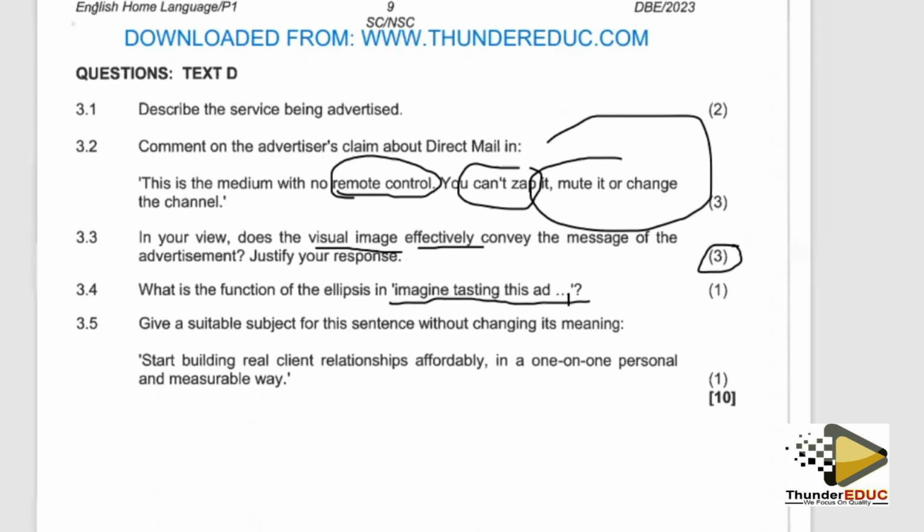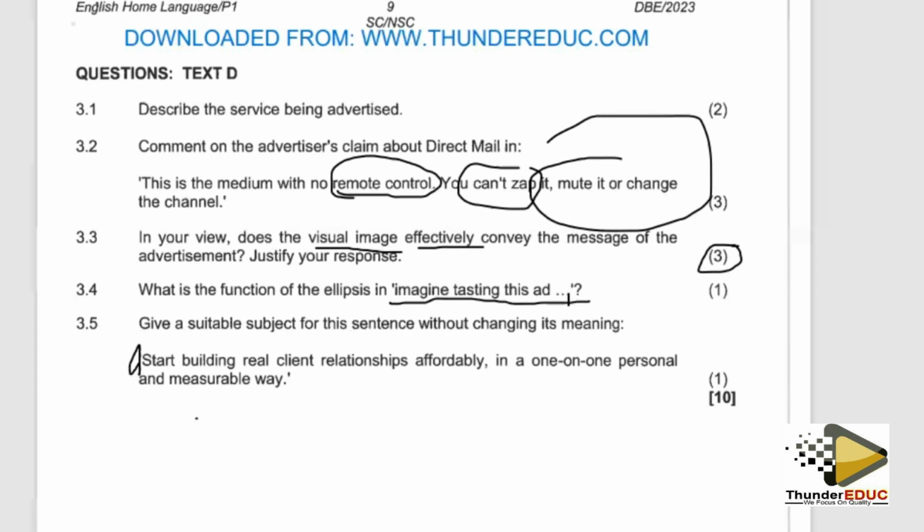Give a suitable subject for the sentence without changing its meaning. Start building real client relationships affordably in a one-on-one personal and measurable way. One must start building real client relationships. That's another way of putting a subject. So it can be one can start building. So we'll insert a subject here at the beginning. Subject is at the beginning of the sentence.